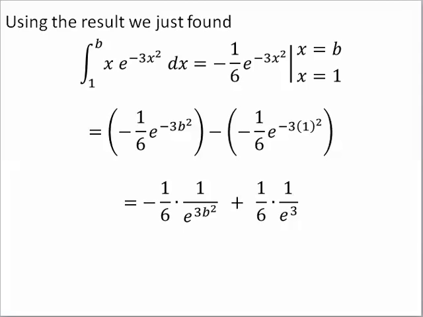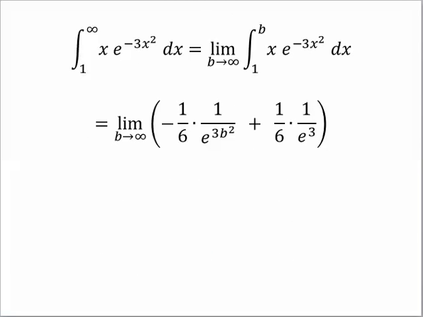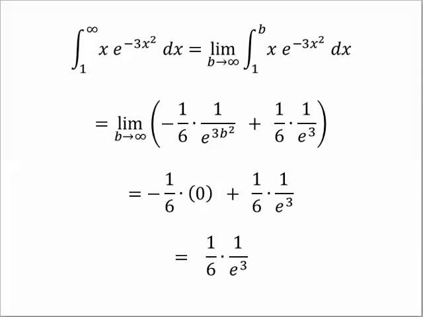And you can see here what I'm talking about. It's a positive number. That's very small, actually, because keep in mind, b is getting larger and larger and larger. So in fact, as b gets larger and larger and larger, 1 over e to the 3b squared is going to 0. And so my improper integral, now that I've done all that footwork, I'm ready to do the improper integral, and that means taking the limit as b goes to infinity. And the improper integral, I get 1/6 times 1 over e to the 3.